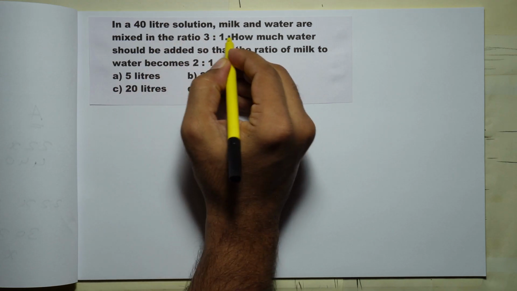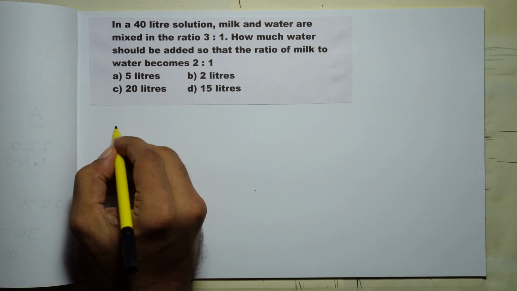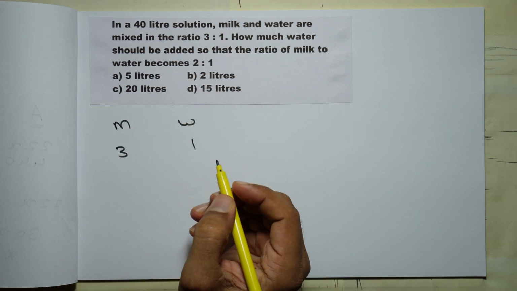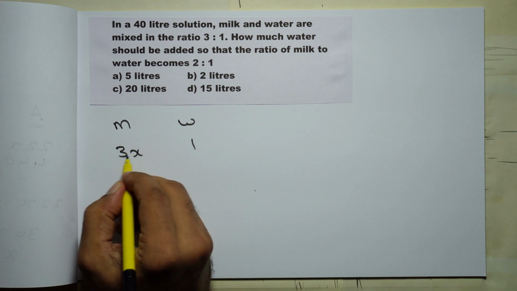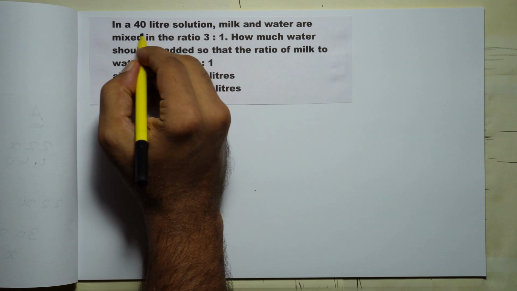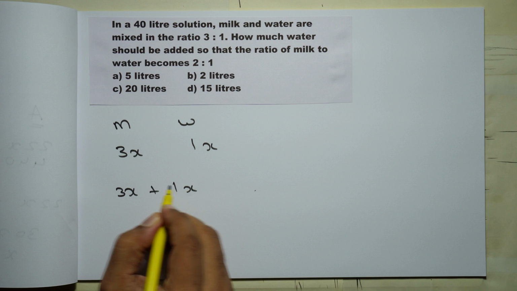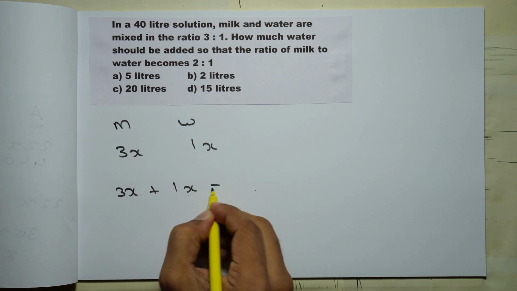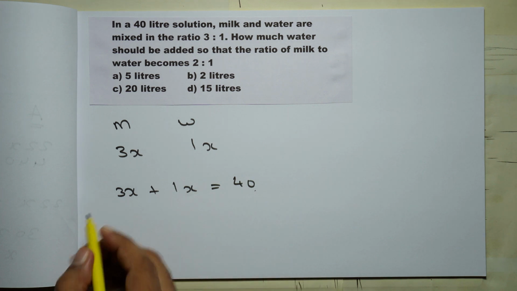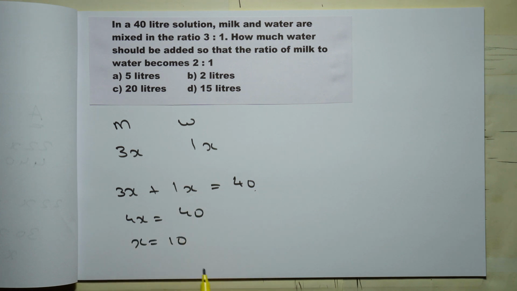In a 40-liter solution, milk and water are mixed in the ratio 3 is to 1. So you have milk and water, they are mixed in the ratio 3 is to 1. So we will take their actual values as 3x and 1x. And the total quantity is 40 liters. It's a 40-liter solution. So 3x plus 1x, quantity of milk plus quantity of water, that total is 40. So from this we can find out the value of x. So 3x plus 1x, 4x is equal to 40, or x you will get as 10.